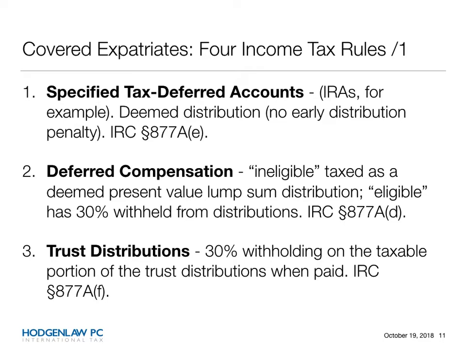The third category is trust distributions. A covered expatriate who is a beneficiary of a non-grantor trust, foreign or domestic, has 30% withholding on the taxable portion of trust distributions, pay as you go. Again, it's not the actual tax, but this is the withholding. Because, again, the non-resident alien covered expatriate, now no longer a U.S. citizen or resident, is going to be taxed however the person is going to be taxed.